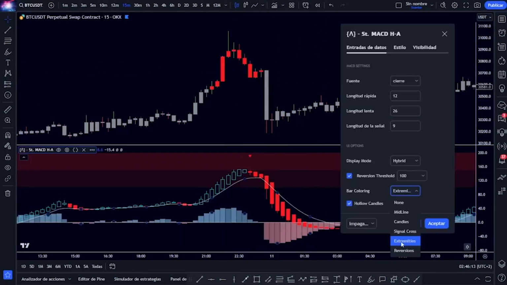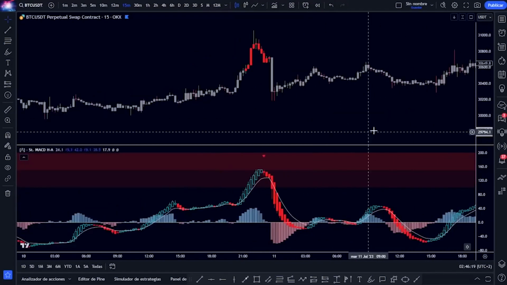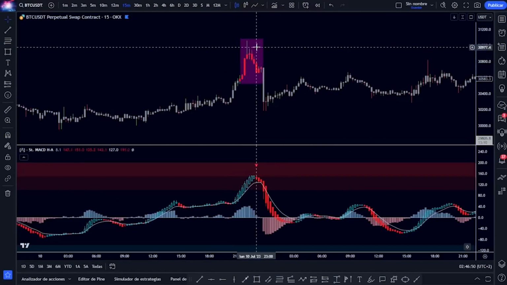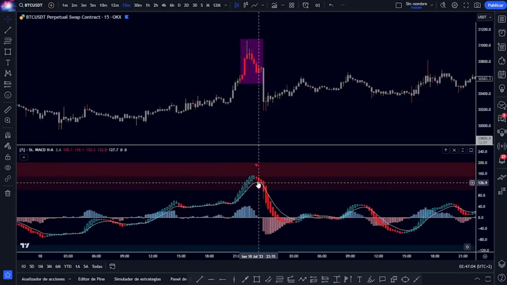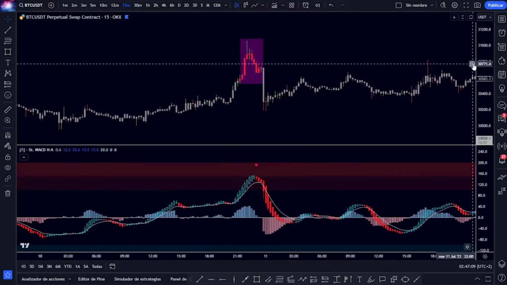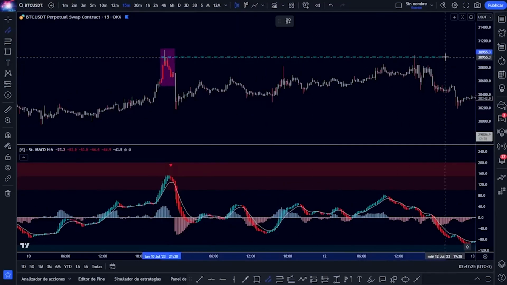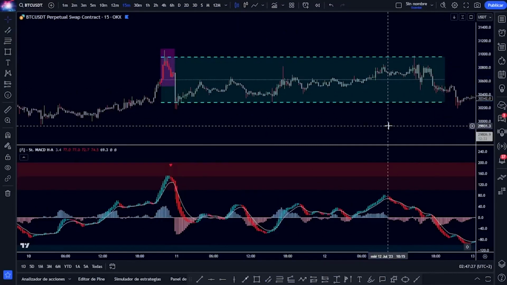And finally, we have the option to color the so-called extremities. This is personally one of my favorite options because it marks exactly the entire candlestick area where they have been in an overbought or oversold area, which also gives us a lot of information to place possible ranges that we should operate in the future.